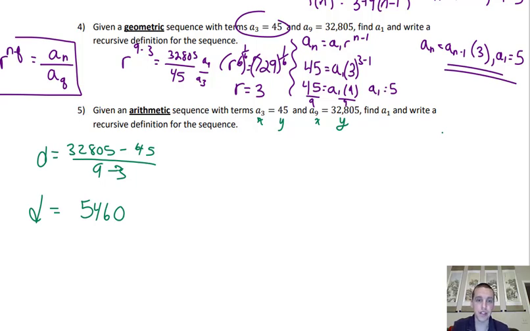Now we use the formula: a sub n equals a1 plus the difference multiplied by n minus 1. Again, use the nice term. Don't use 32,805 unless you want it to be difficult. So our third term is 45. We don't know our first term. We do know our common difference to be 5,460. And we do know what n is, 3, so 3 minus 1.